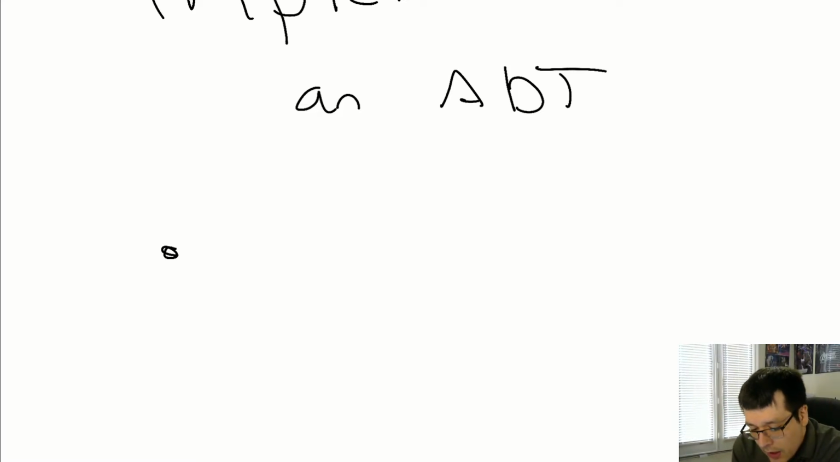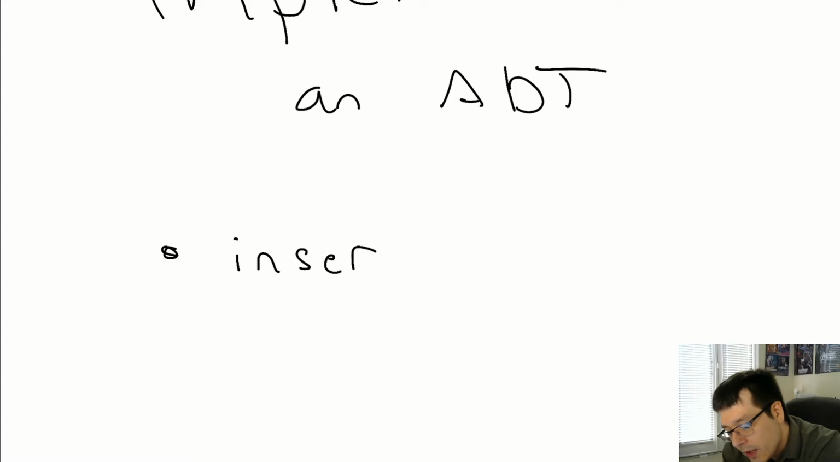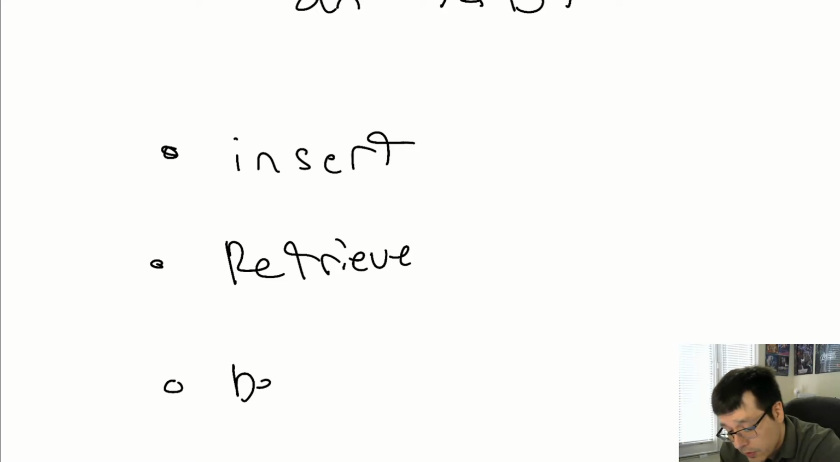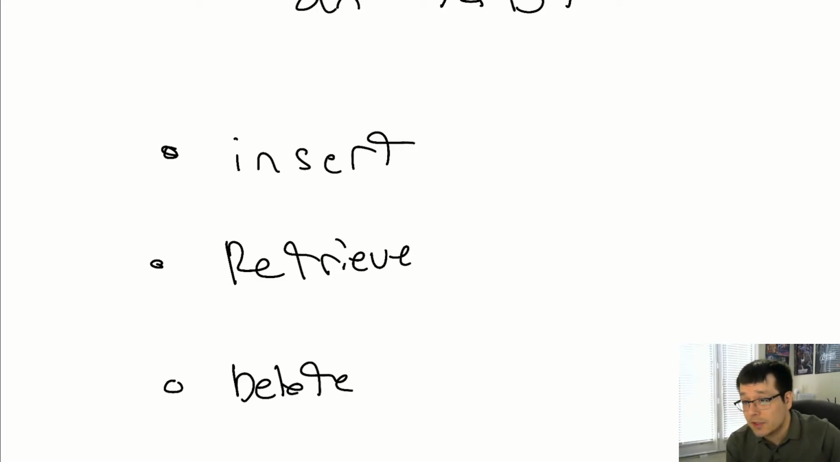And so the main things that we care about with a data structure usually are being able to insert data in it, being able to retrieve data, that's to access the data, and then it's also very useful, especially in today's scary world, to be able to delete data. You know, we don't want to keep it there anymore.